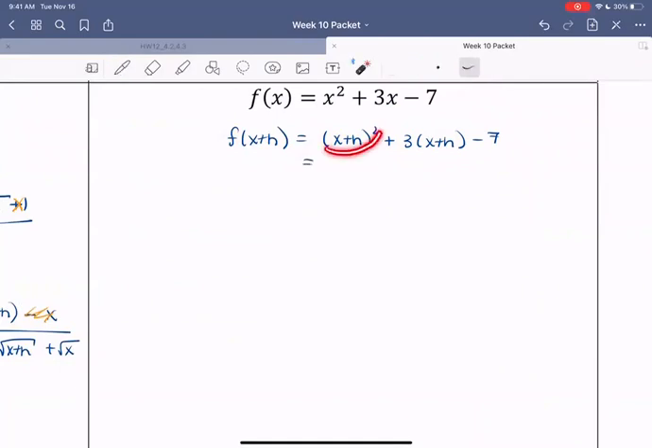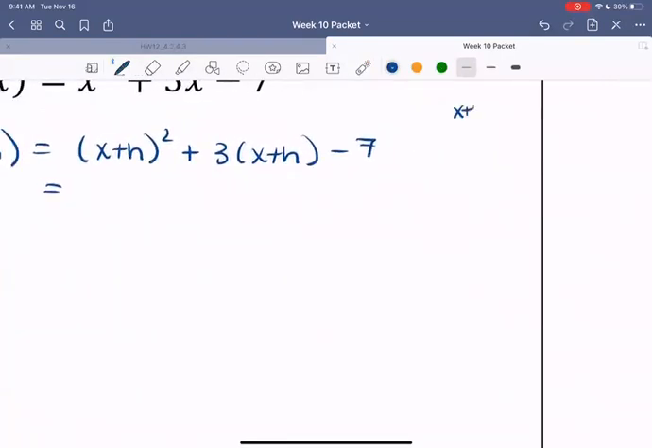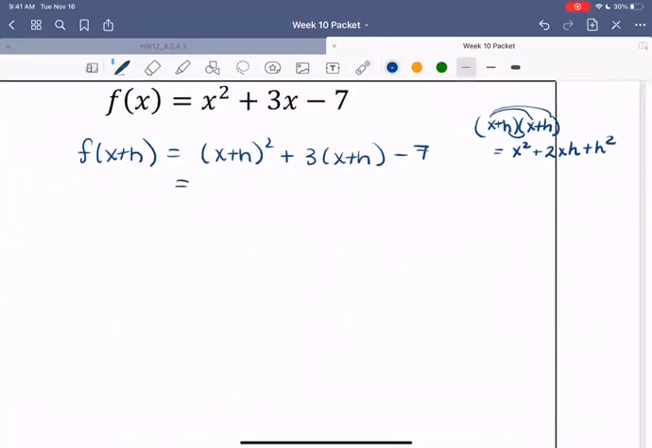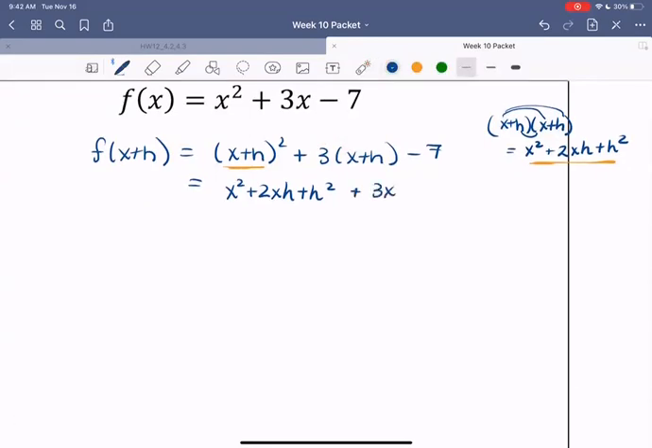Well, I have to FOIL out x plus h squared. So we can just look at that on the side. x plus h squared looks like x plus h times x plus h. So that looks like x squared, multiplying first. Outsides would be plus xh, and then insides plus another xh. So I get 2xh, then plus h squared. So that's this first term here. So I'm going to write x squared plus 2xh plus h squared. And I'm going to bring that 3 into each term, the x and the h. So I get plus 3x plus 3h and minus 7.